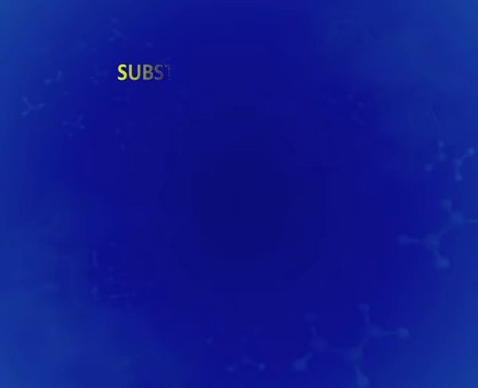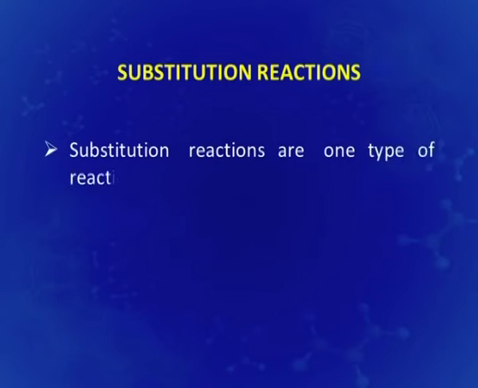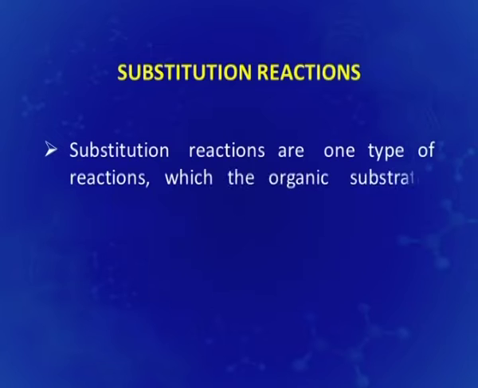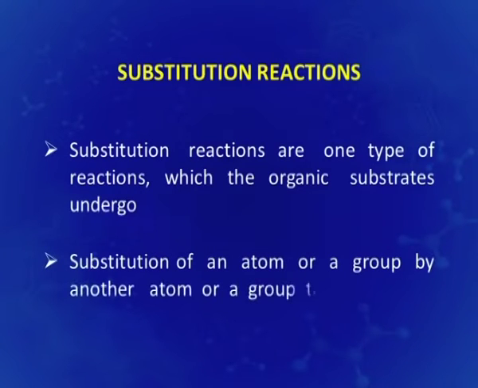The first type of organic reactions are called substitution reactions. Substitution reactions are one type of reactions which the organic substrates undergo, and as the name suggests, here the substitution of an atom or a group by another atom or a group takes place.